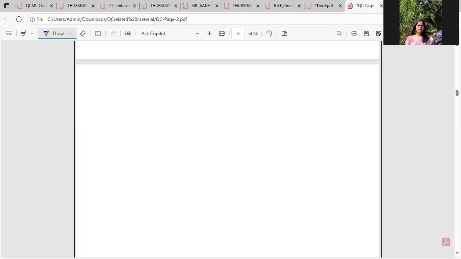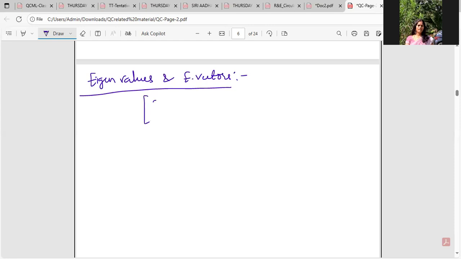But then what is most important is the eigenvalue, eigenvector property. Eigenvalues and eigenvectors in quantum. How do I find them? Similar to the way I was doing it in matrices. Suppose I am given some matrix, something like, I'll just write a matrix 0, 1, 1, 0.